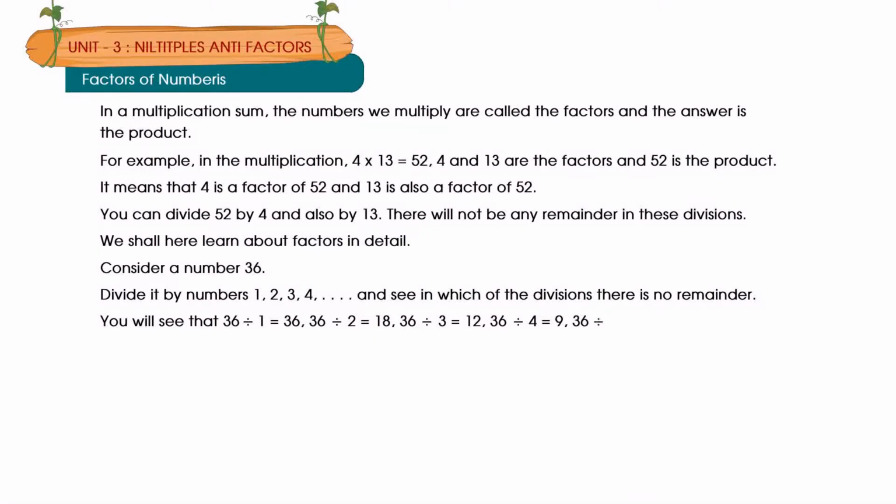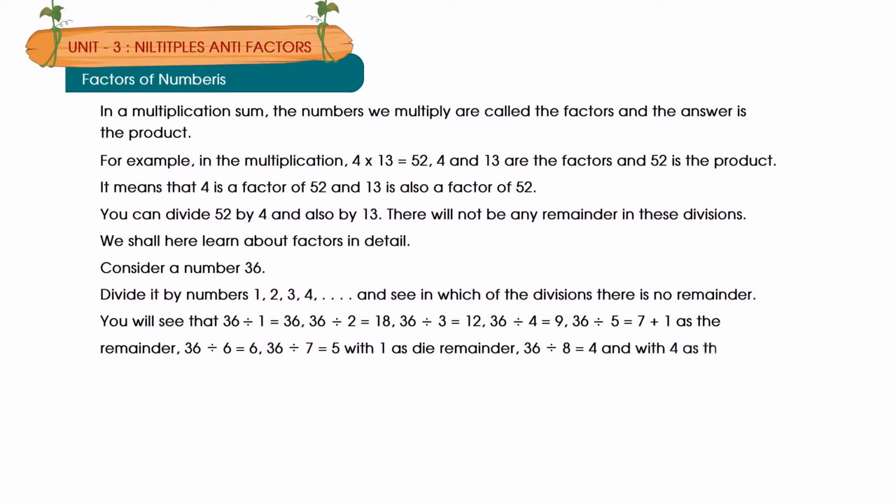36 divided by 5 is equal to 7 with 1 as the remainder. 36 divided by 6 is equal to 6. 36 divided by 7 is equal to 5 with 1 as the remainder. 36 divided by 8 is equal to 4 with 4 as the remainder. 36 divided by 9 is equal to 4. 36 divided by 10 is equal to 3 with 6 as the remainder, and so on.